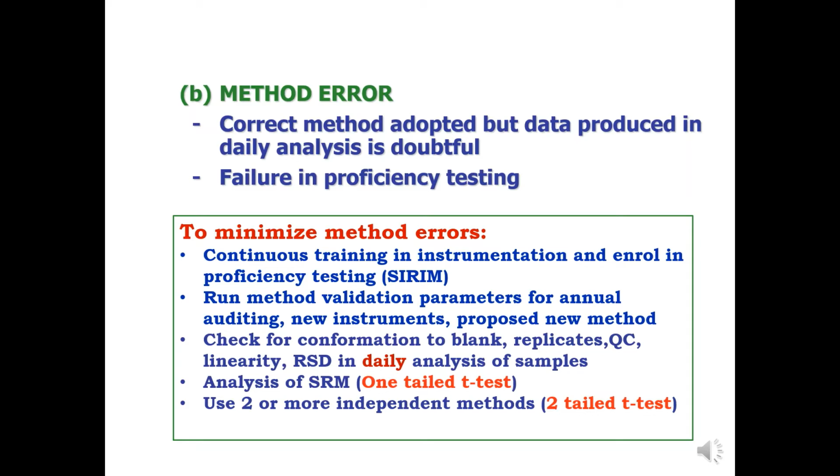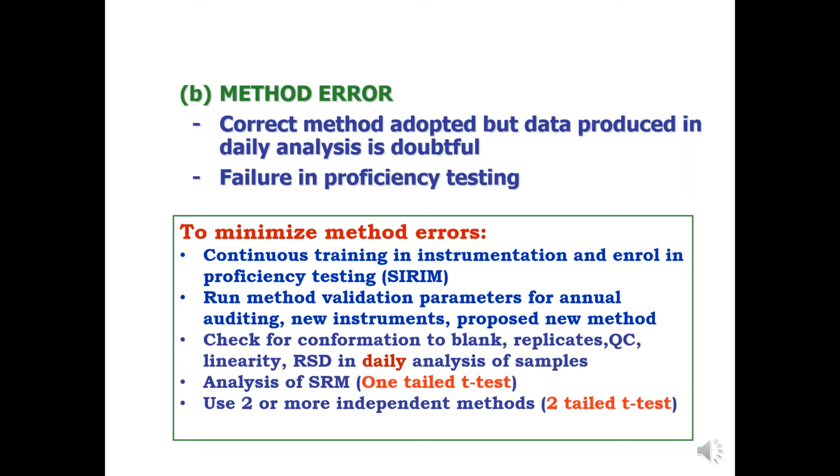So when you are running the SRM, through what we call a one-tailed t-test, you run 5 replicates, and if the value that you obtain is within the range of the value stated in the certificate, it means that there is no systematic error. So you can really confirm that your selected method is being carried out very well, your staff is very competent, and your instrument is well calibrated. It's a confirmation study of the status of your data, and the data from all running of samples can really be trusted. So this is by analysis of SRM.